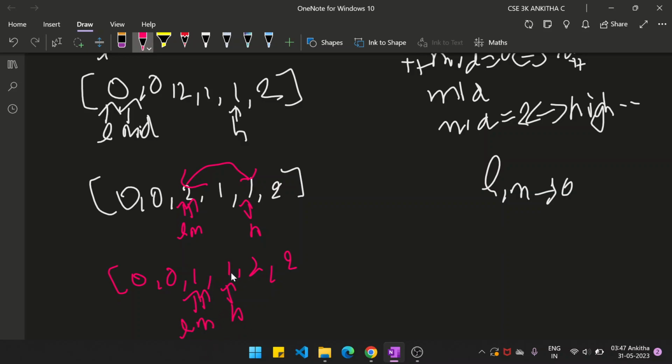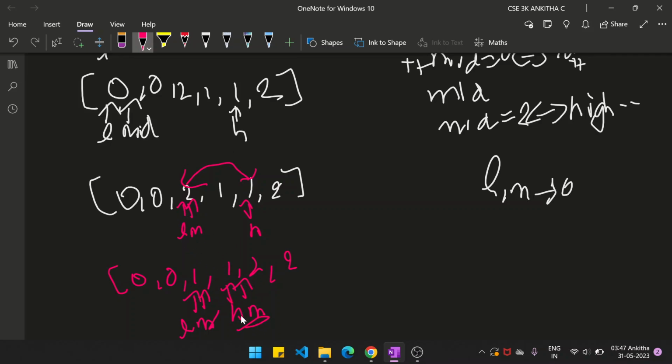So now again check mid and high. Mid equal to 1 this time. So in this case, what can we do? You can just increment the mid value, because mid equal to 1 means they are in the correct position. Now low, we can stop here itself. There can be no more zeros or anything. So yeah, we increment the mid value.